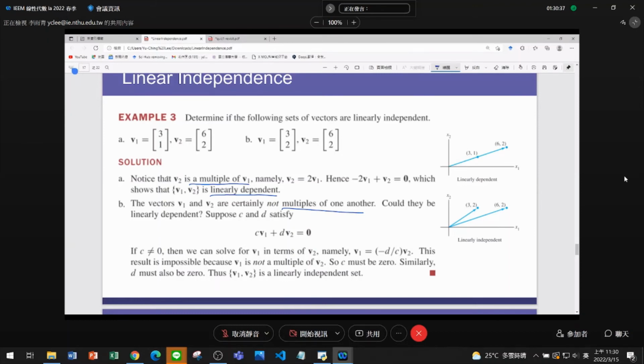And then here is some analysis in between, okay? But the conclusion is that V1, V2 is a linearly independent set. It means that it's impossible for them to be linearly dependent. They are a linearly independent set as long as we find they are not multiples of one another.